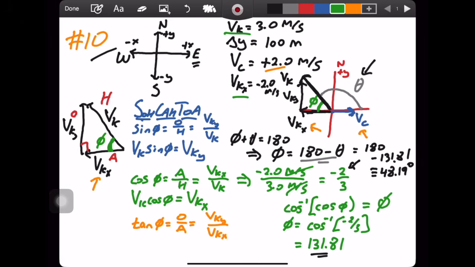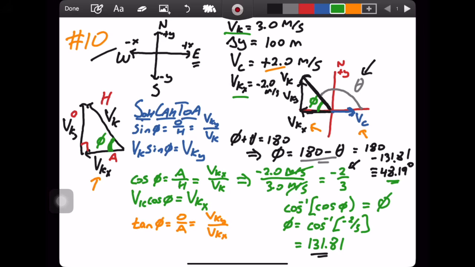If you add 131.81 and 48.19, you get 180 degrees, which is, if you span from negative x to positive x, exactly 180 degrees. So we're in really good shape now. For your answer on Pearson, you could say it's 131 degrees north of east, or you could say it's 48.19 degrees north of west.